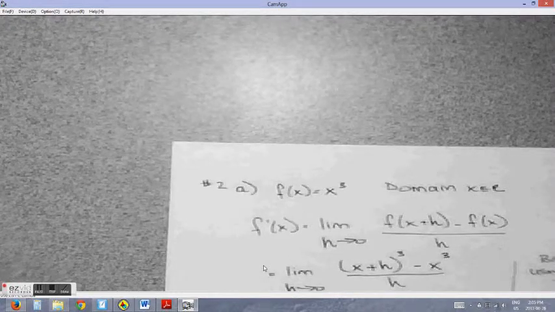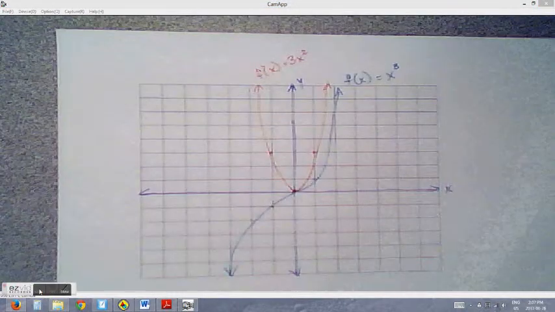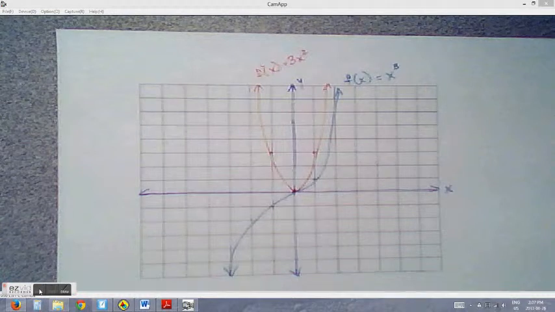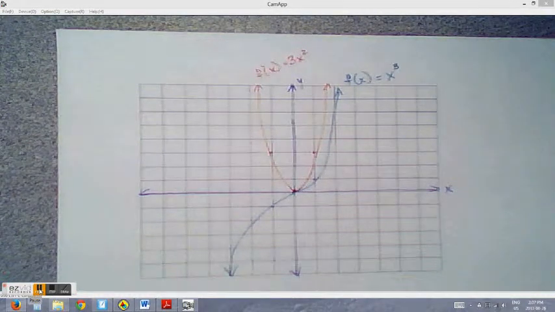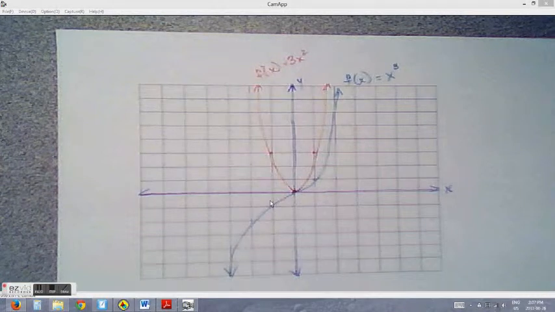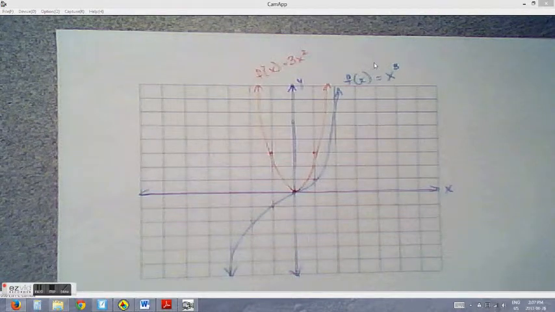Okay, and that concludes 2a. Let's go on to 2b. Here I have a graph of both the original and the derivative of the function. In blue here I have our function, which is f(x) equals x cubed, and you'll recognize that function. And in red we have f'(x) equals 3x squared, which is our derivative.